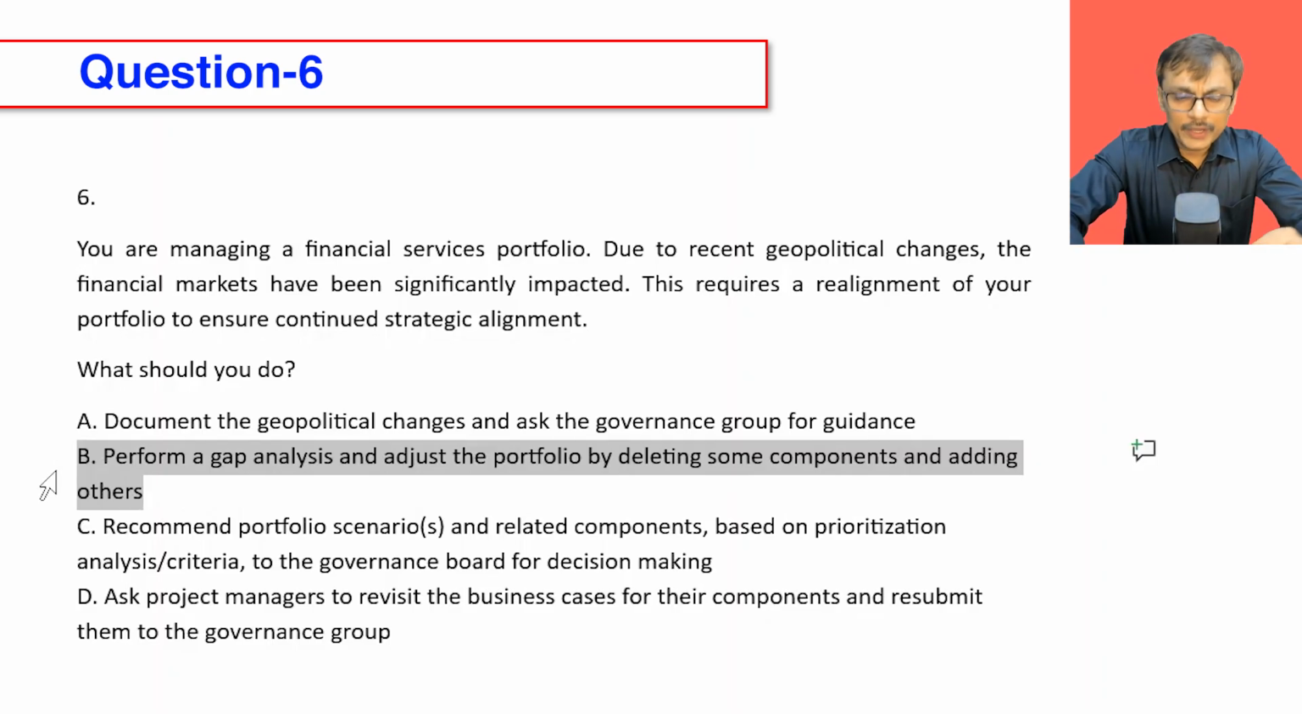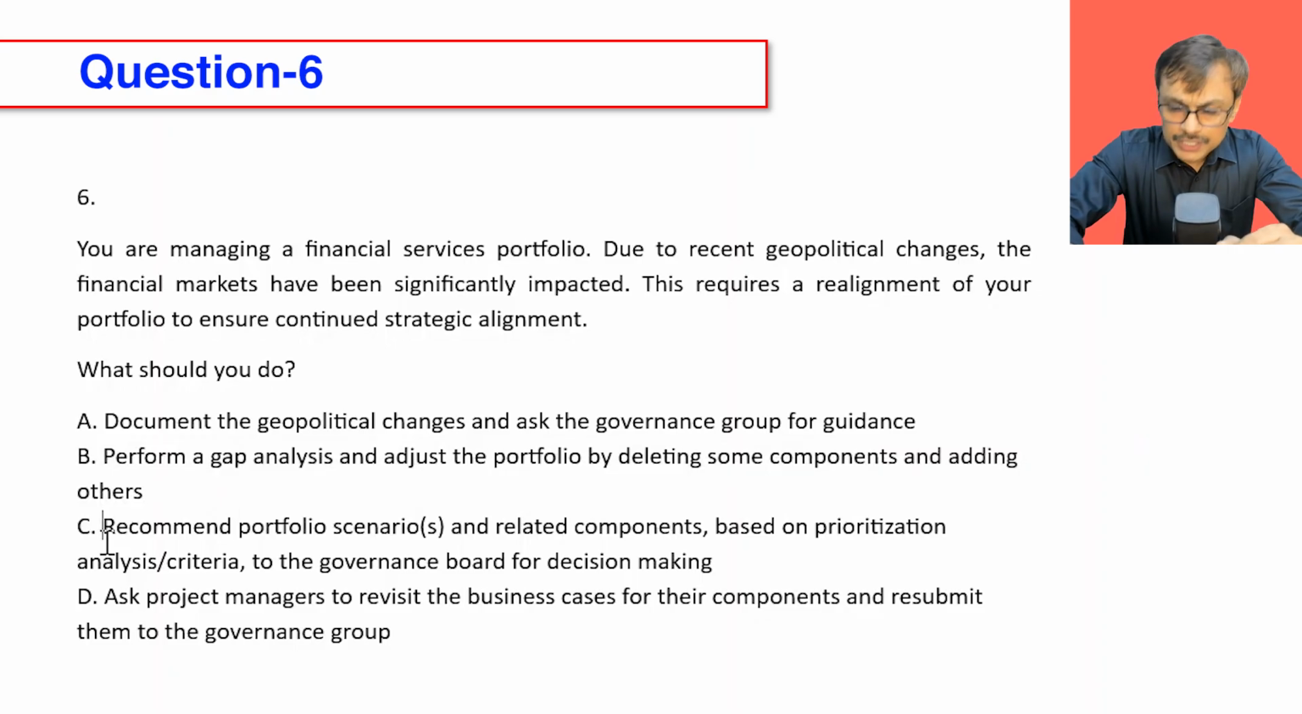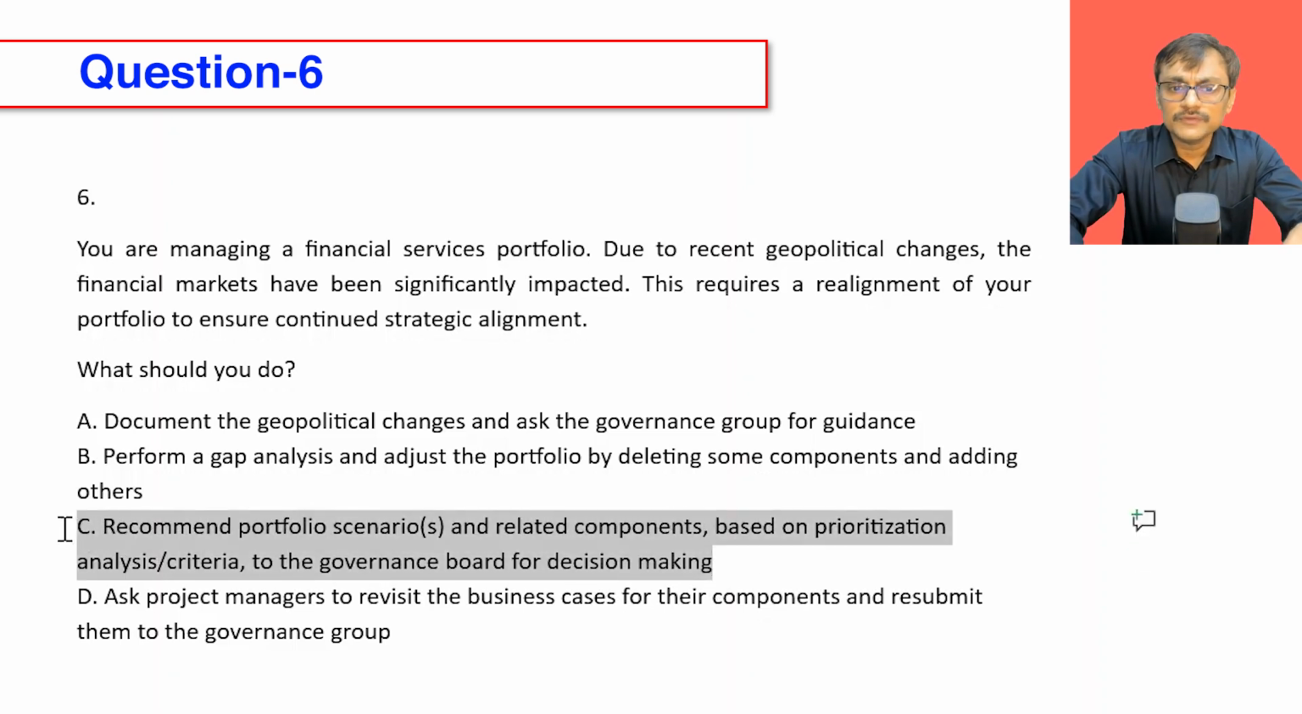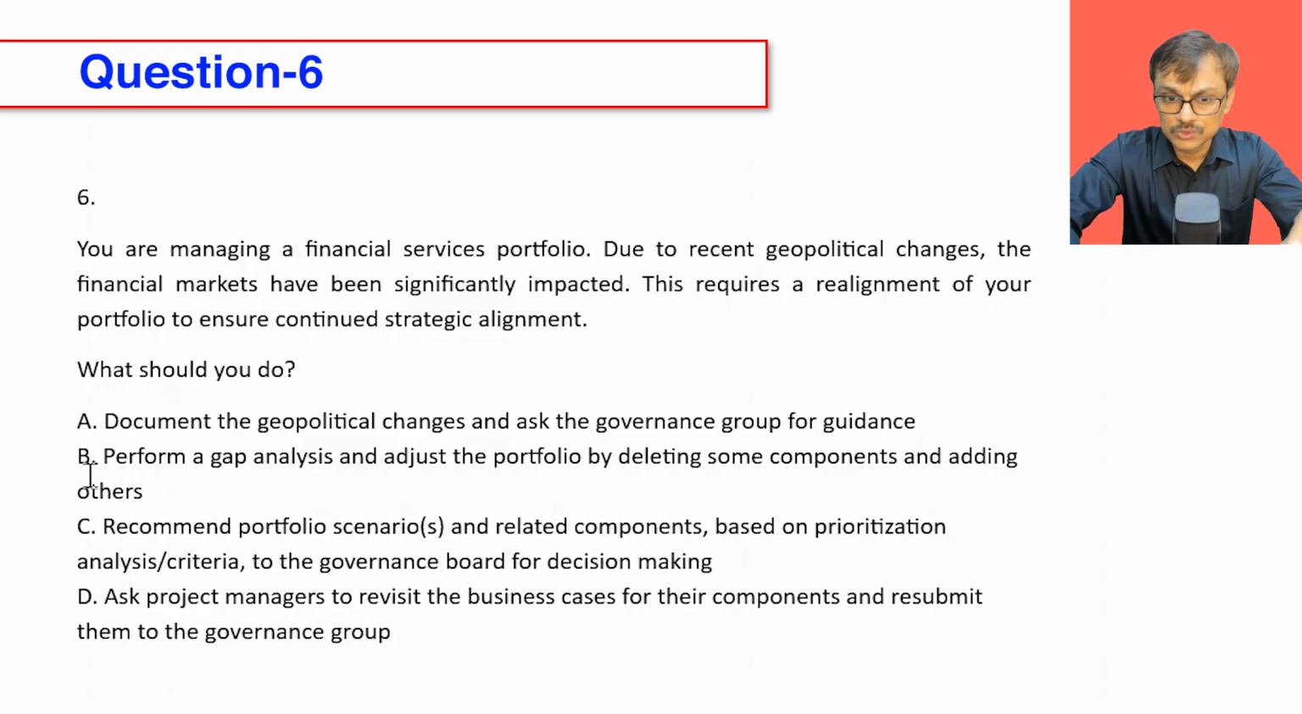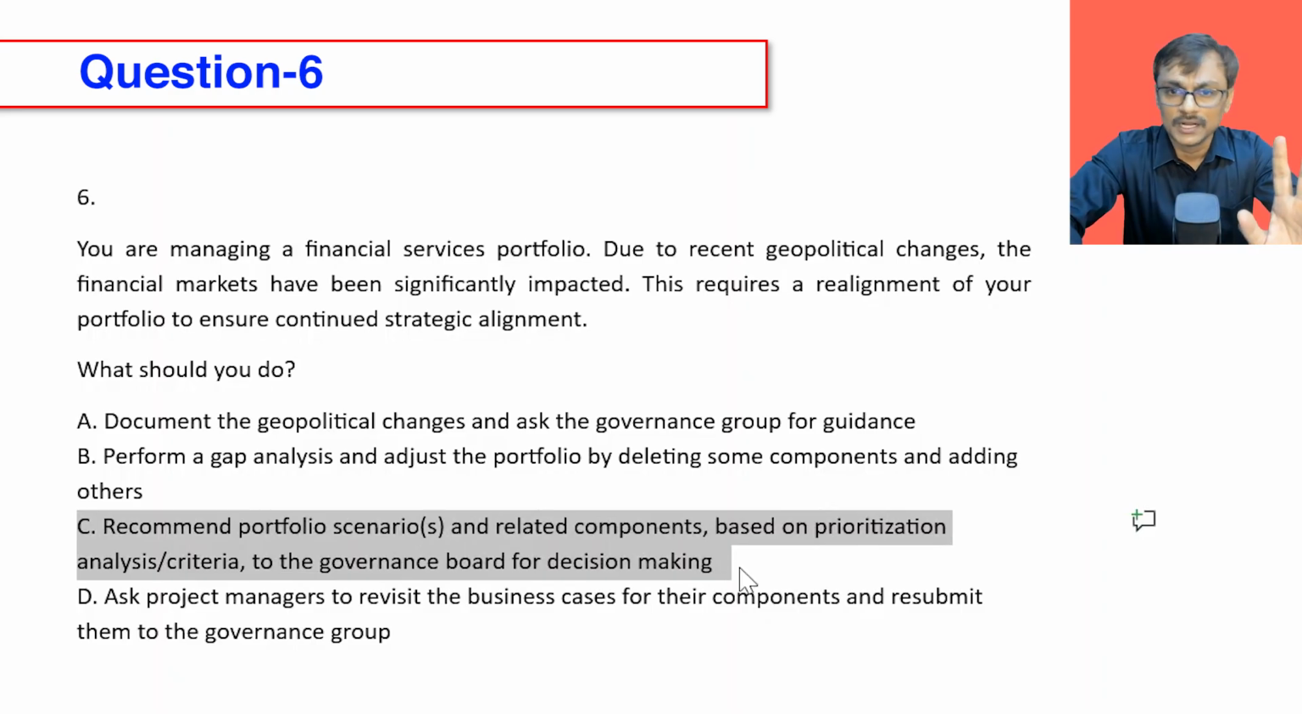Okay, option C: recommend portfolio scenarios and related components based on prioritization analysis criteria to the governance board for decision making. That looks good. The difference between B and C is that B was using the keyword gap analysis to catch me and make me choose something wrong. C has not purposefully used that catchword, but it says you will recommend the various alternatives and go to the management and ask what we should do.